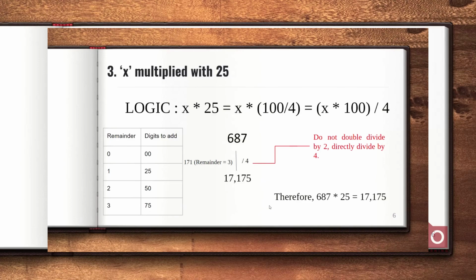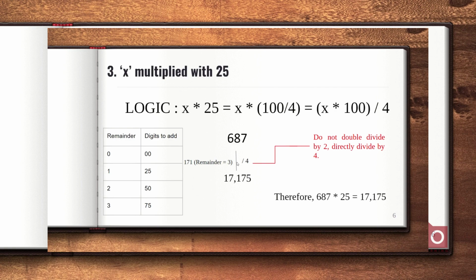The last is when a number x is multiplied with 25. Now here 25 actually is 100 by 4, which means that what we do here has a change. We do not double divide the number by 2. We directly divide it by 4.